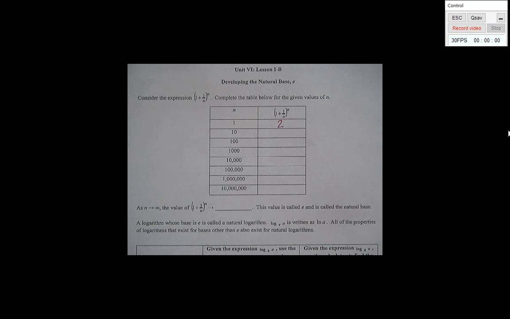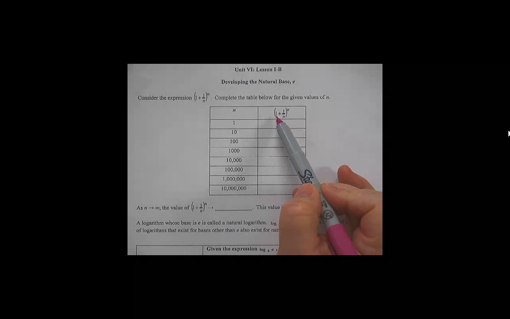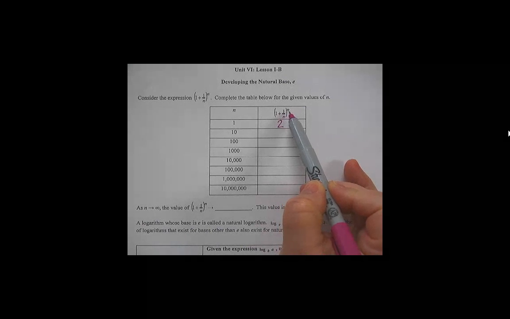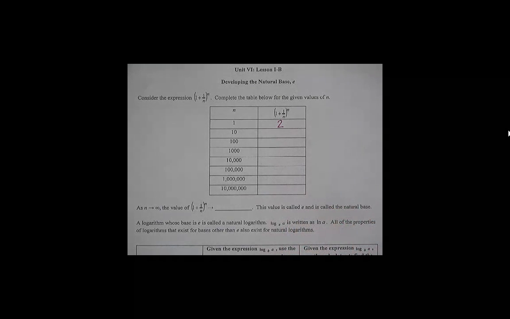In this lesson, we are going to develop the concept of the natural base to use with our discussion of logarithms. So first, let's consider the expression 1 plus 1 over n to the power of n. And we're going to complete the table for several increasing values of n. Now, if you plug in 1, it's easy enough to see that 1 plus 1 over 1 would just be 1 plus 1, or 2, to the power of 1 is 2. But it's going to get a little complicated after that.